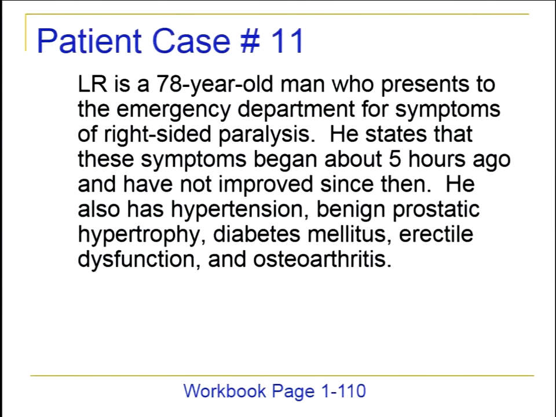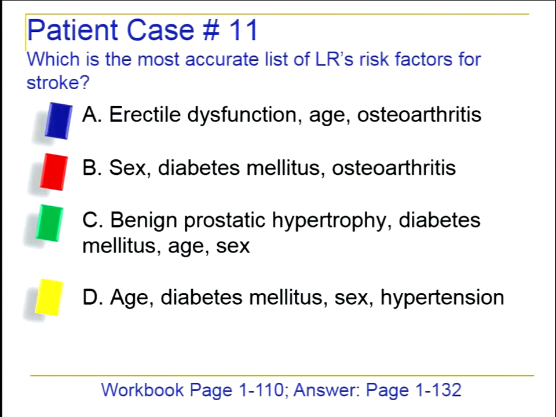Okay, number 11. LR, oh, we're going to do stroke now. Time for stroke. All right, LR, a 78-year-old man who presents to the emergency department for symptoms of right-sided paralysis. He states that these symptoms began about 5 hours ago and have not improved since that time. He also has hypertension, BPH, diabetes, erectile dysfunction, and osteoarthritis. What are most likely his risk factors?